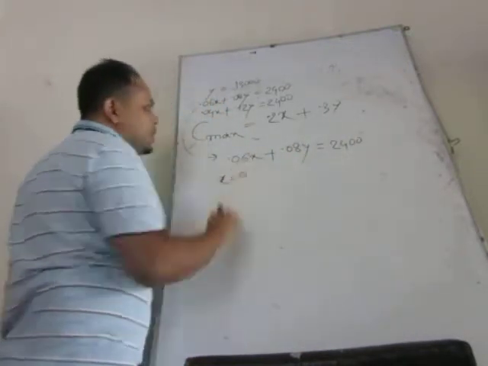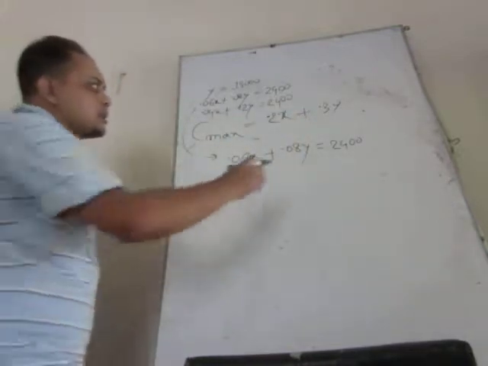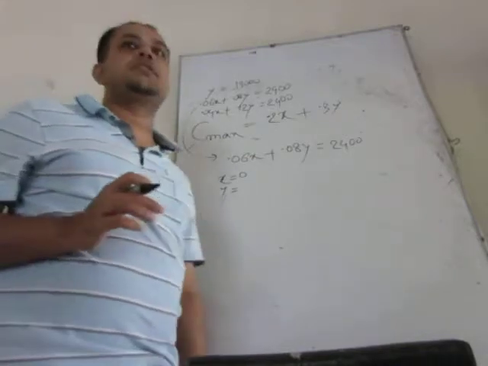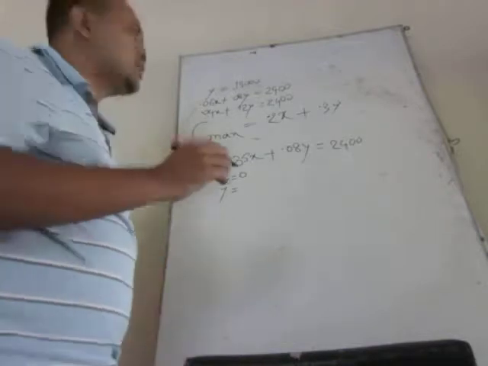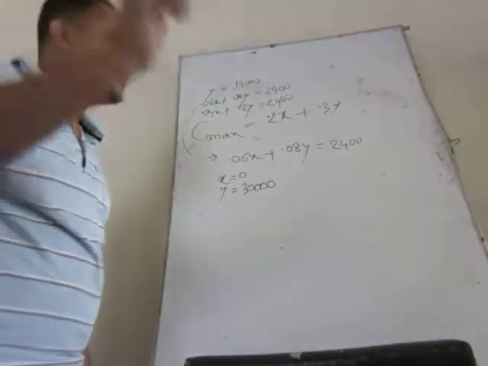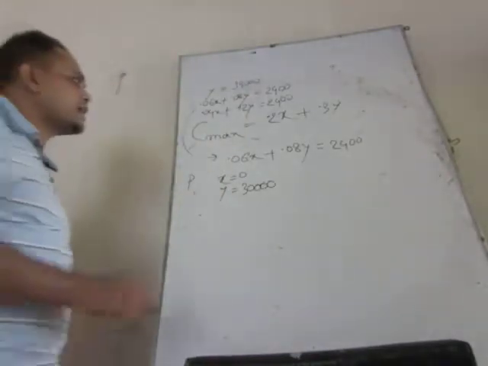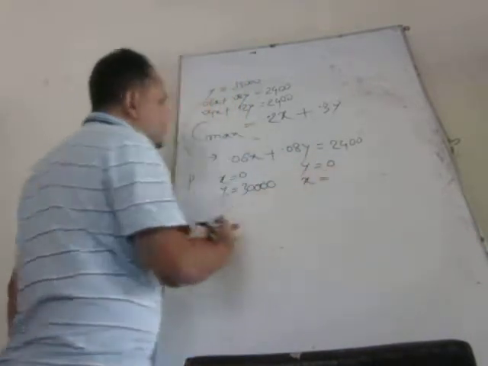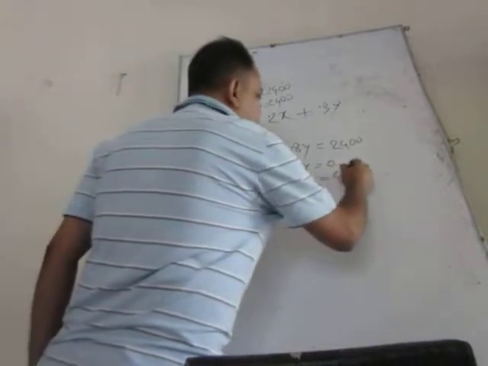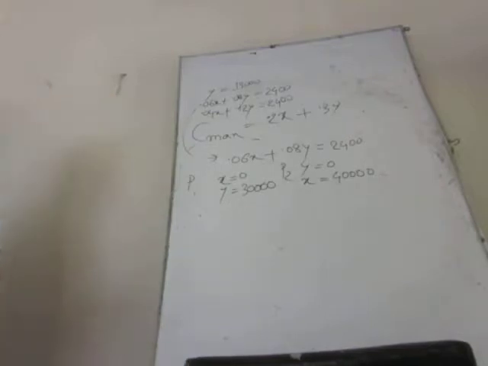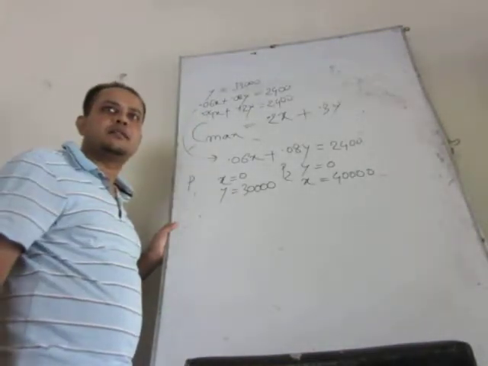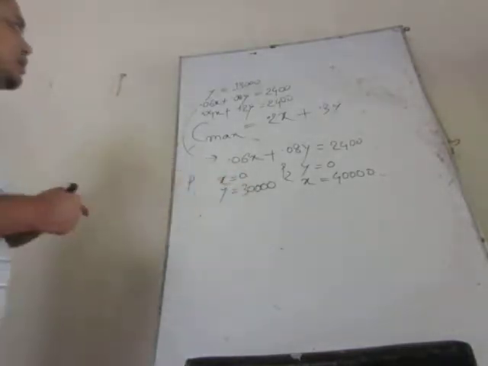If x equal to 0, in that case you can find y equal to something. If x equal to 0, y equal to 2400 divided by 0.08, which is 30,000. So it's a specific point. Suppose this is our point P1. At the same time, if y equal to 0, we can find x equal to 2400 divided by 0.06, which is 40,000. So suppose this is P2. So we can find the coordinates of these two points from the x-axis and y-axis. Then you can draw a line. Clear?